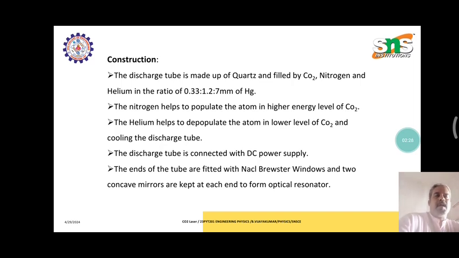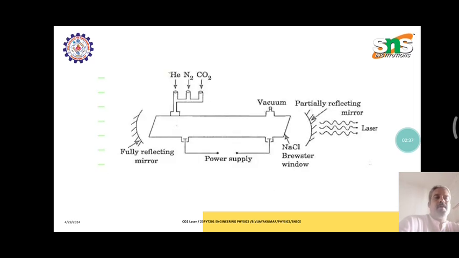The discharge tube is connected to the DC power supply. The ends of the tube are fitted with NaCl Brewster windows, and two concave mirrors are kept to form the optical resonator. So this is the block diagram of the CO2 laser.